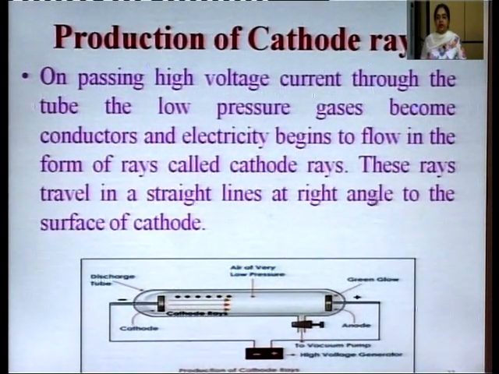On passing high voltage current through the tube, the low pressure gases become conductors and electricity begins to flow in the form of rays. These are called cathode rays. These rays travel in a straight line at right angle to the surface of the cathode.